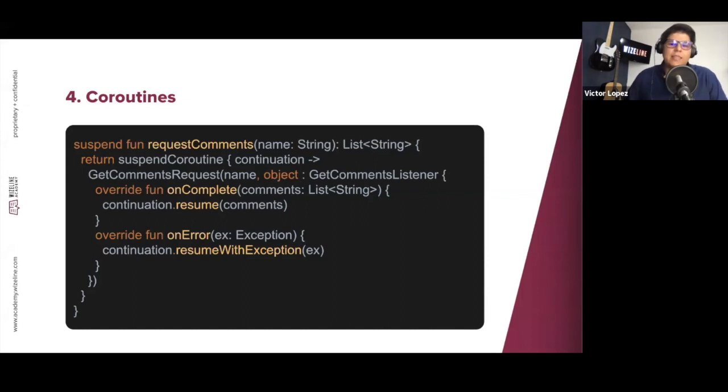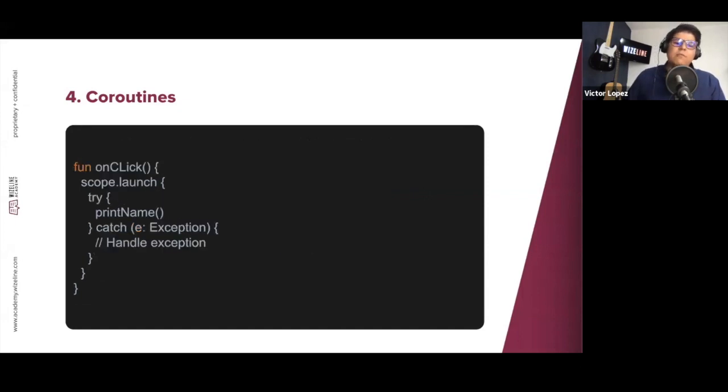In this case, the listener has two functions, the onComplete and the onError. So if we want to handle an error, basically we need to use the continuation and then call the function resumeWithException. Okay? So when we have that, we can now use the try catch. So inside of this onClick, we are using the scope, the coroutine, by using the launch, and we are adding this try catch. So in the try, inside of the scope of the try, we need to add the code that we want to execute. But if the coroutine, or the suspended function, is returning an exception, we will have this exception inside of this catch. And well, that is the way to handle the exception.